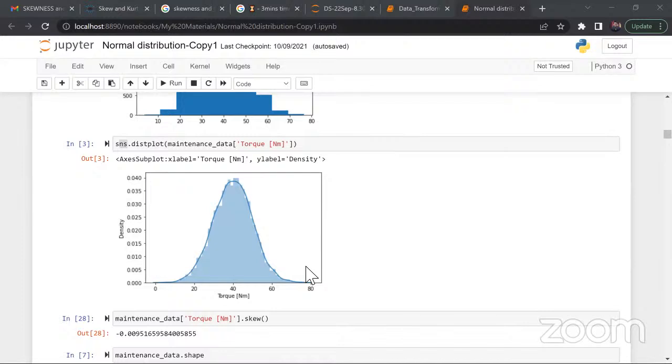Chaitanya said confidence interval limits. No, I'm not speaking about any confidence interval here, Chaitanya. That is a different subject. I'm speaking about standard deviation.